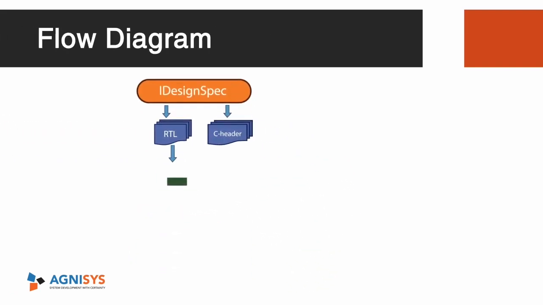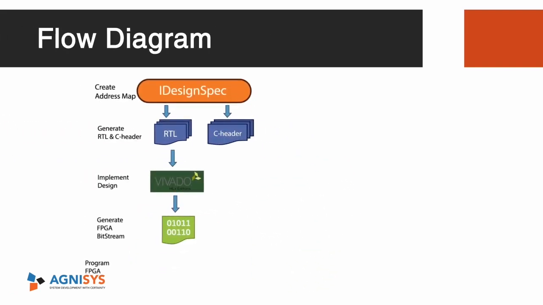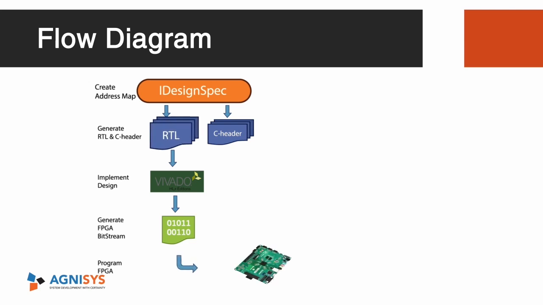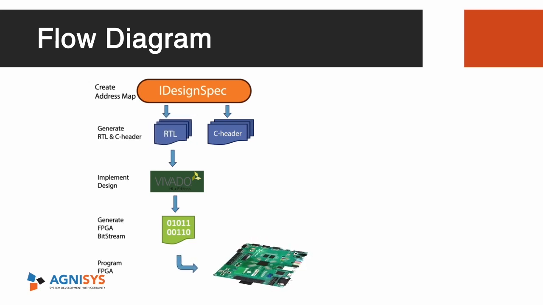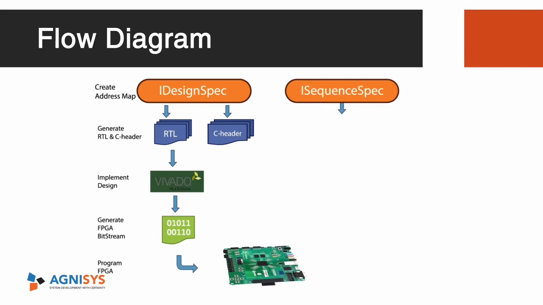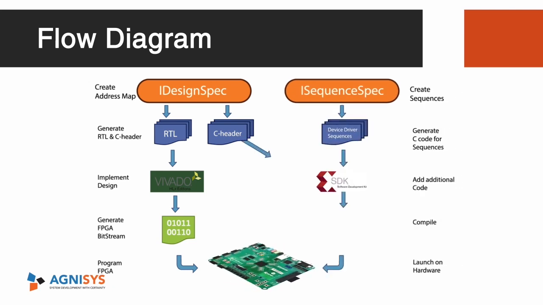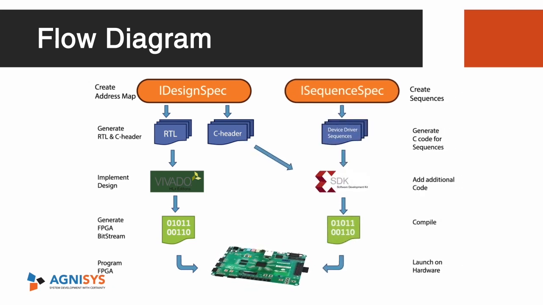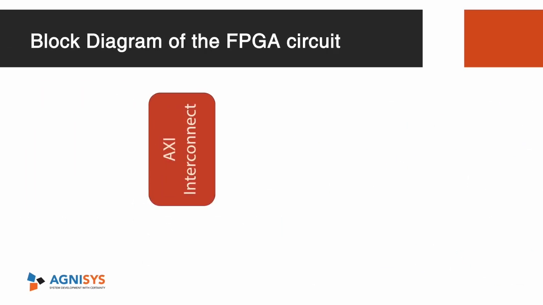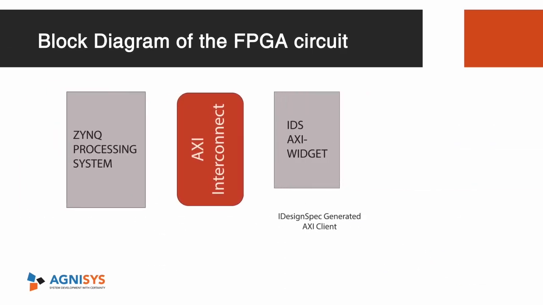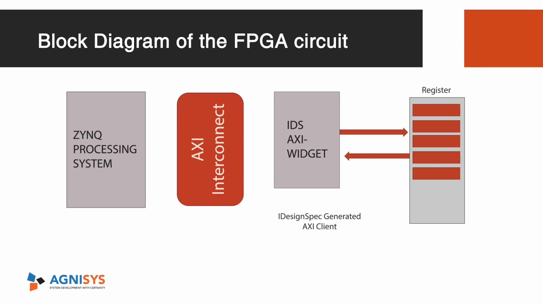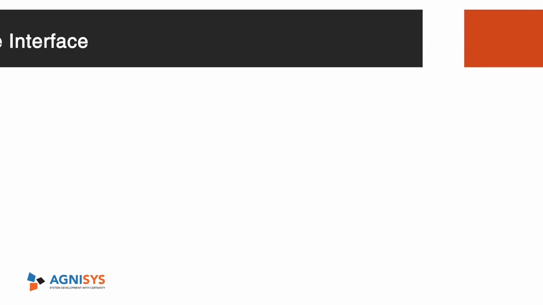We will show how you can specify the hardware-software interface in IDesignSpec, generate RTL code, and use the generated code in Vivado. Next, we will use ISequenceSpec to specify a sequence of operations and run them on the board. We will show all this by way of a small project where we will write a sequence of bytes in the software and have it appear on the board LEDs.